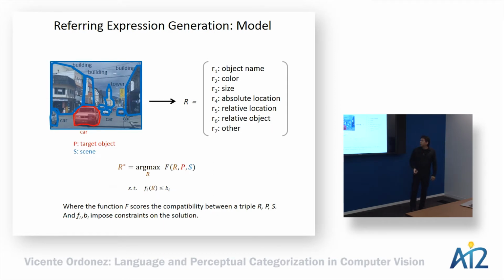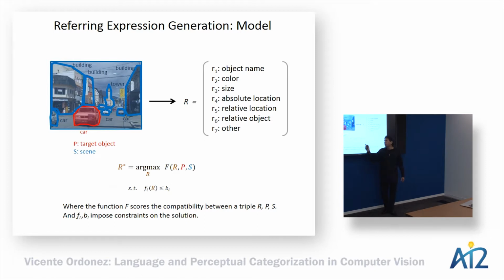And the way we formulated these is by defining a compatibility function that measures the affinity between the input, target object, and scene with a tuple R. And we find the R that maximizes this compatibility function. And we also subject these outputs to some constraints.